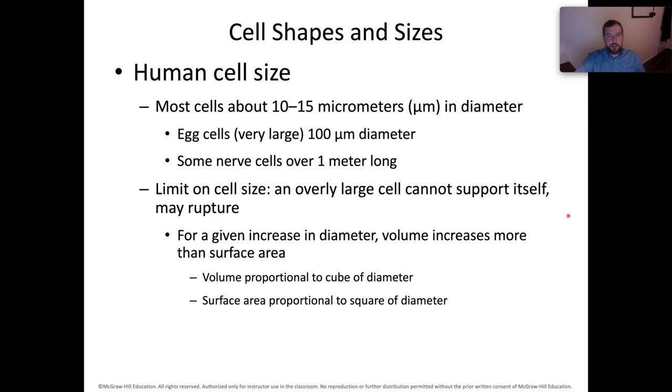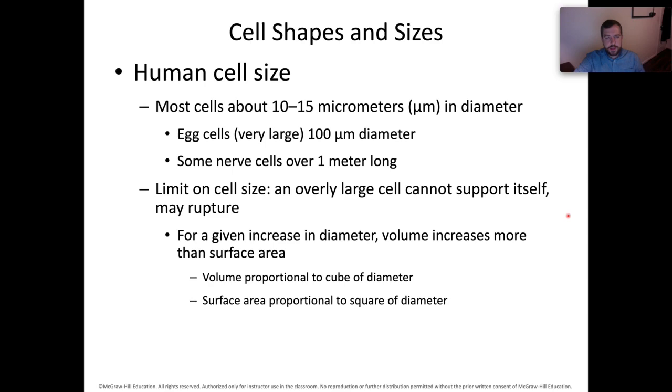Most human cells average about 10 to 15 microns, but obviously there's a lot of variation there. Egg cells, you can actually see with the naked eye, they're 100 microns in diameter, so if you look very carefully, you can see an egg cell. And then some nerve cells are very thin, but they're over a meter long.